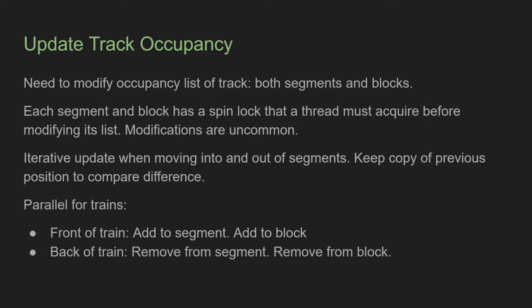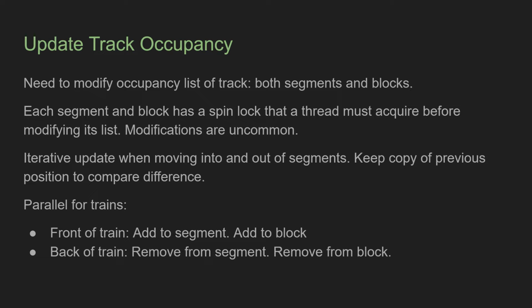The first simulation step is to update the track occupancy. This actually consists of updating two different things, both the segments and the blocks of the track. The segments are the sections of track that are split by signals, and blocks are a collection of segments that don't have any signal separating them. Each segment and block contains a spin lock that a thread must acquire before modifying its occupancy list.